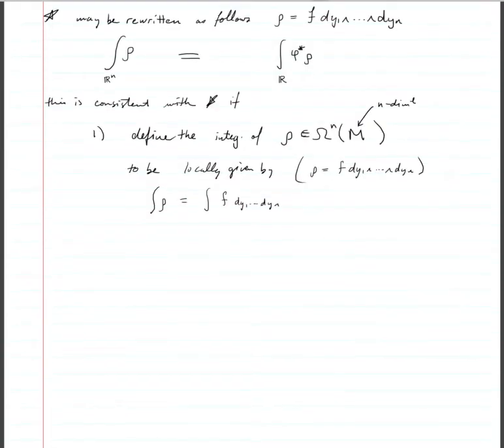So if we define this integral in this way, then this is consistent with the change of variables formula, as long as we only use changes of variables such that the Jacobian determinant is positive.